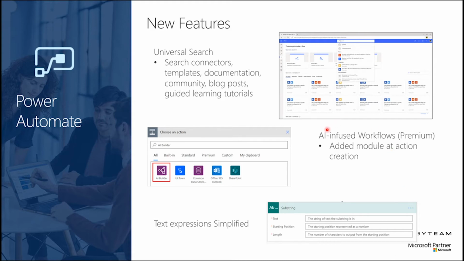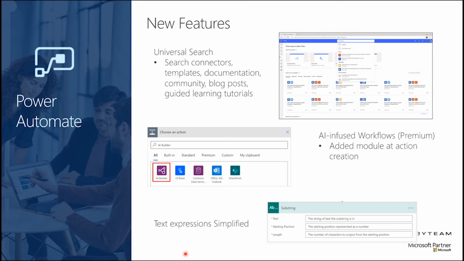Next, the AI-infused workflows. This is a premium feature. Previously, the AI Builder was a separate function of Power Automate, but they have added it as an option when creating an action. So you can add artificial intelligence directly to each step.